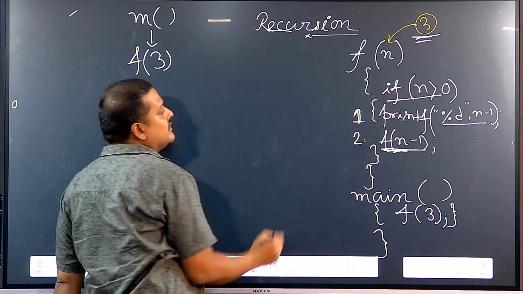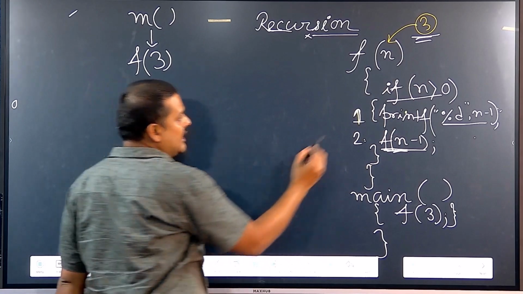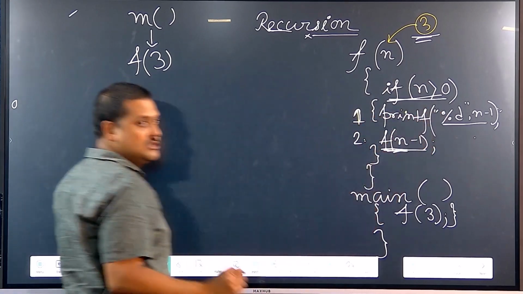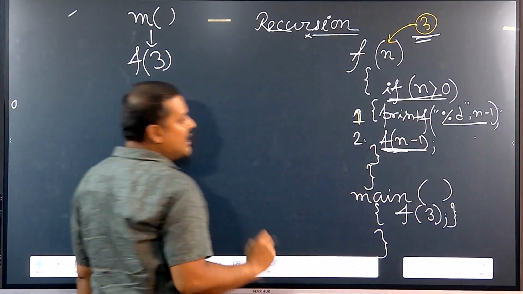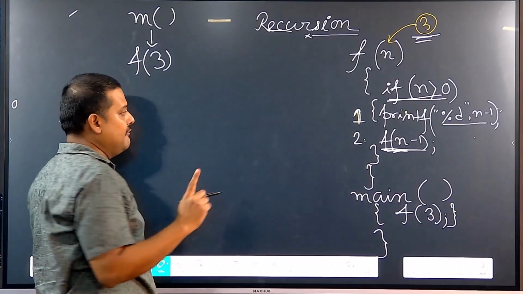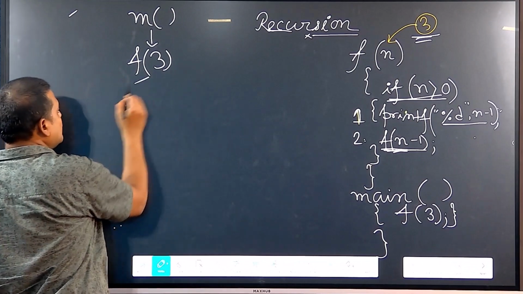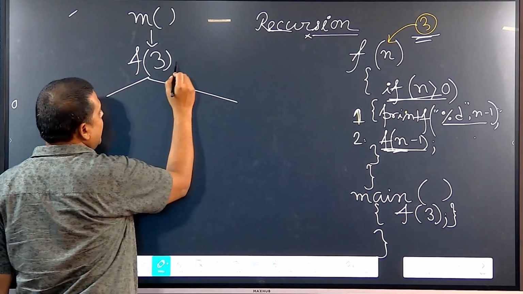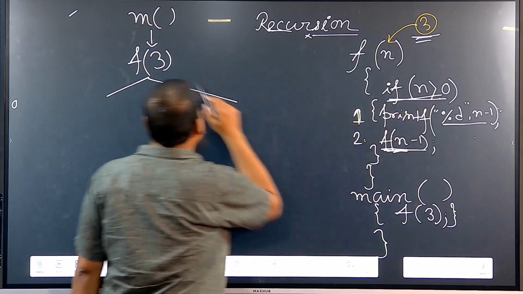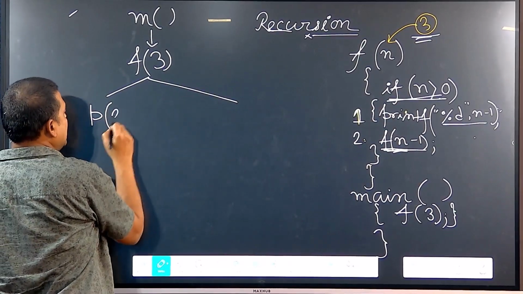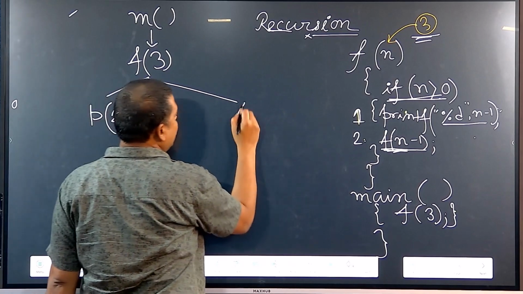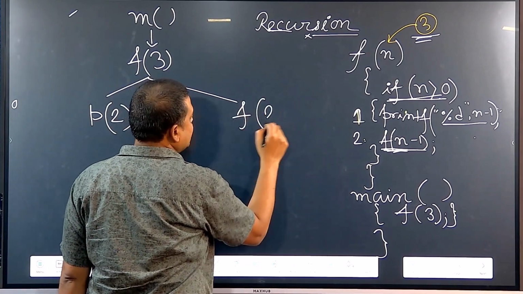Now there are two different tasks. If the value of n is greater than 0, then there are two tasks: one is printf, and the other is calling the function with n minus 1. First, n is greater than 0, yes, n is 3 now. So n minus 1 is printed, so 2 will be printed, and then the function is called with n minus 1, that is 2.